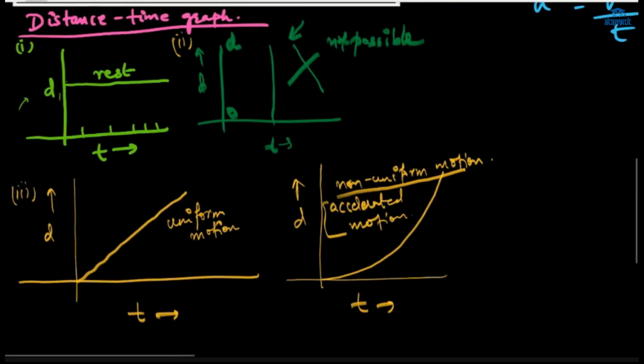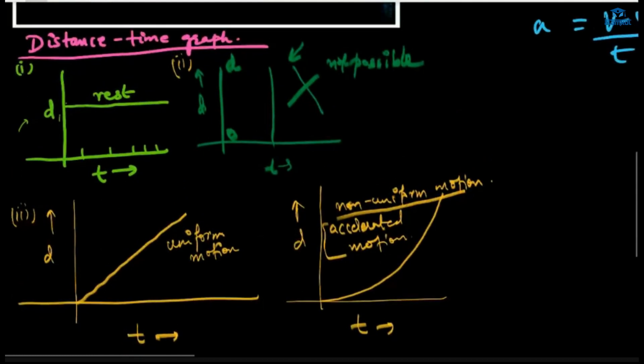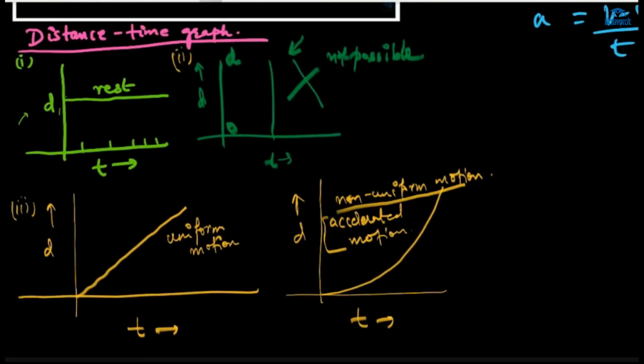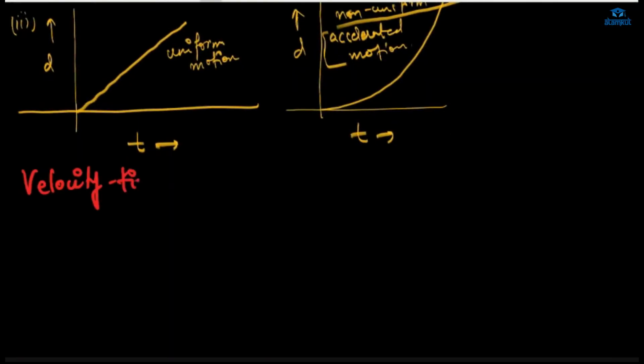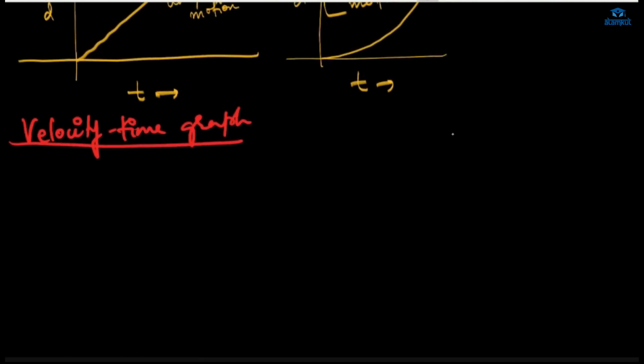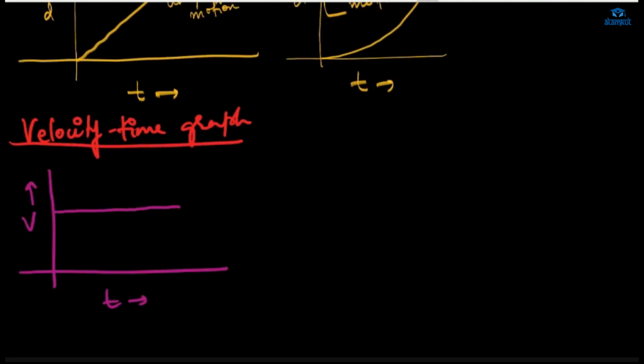Fine. Now the distance time graph is done. Now we'll see the velocity time graph. First motion will be like this. So what kind of motion is this? Advika, tell me what kind of motion is this?